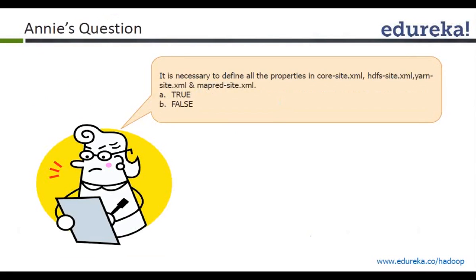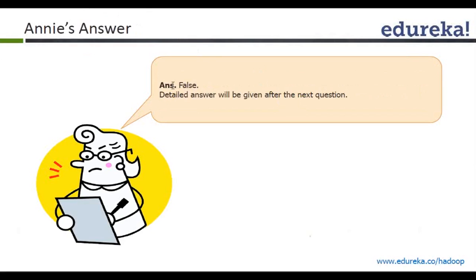Okay, cool. Now, the next question: is it necessary to define all the properties? No, not at all. It is not necessary because you will only have to override the properties that are needed. You saw that there was a huge list of properties. Did we overwrite all of them in our XML files? No. Okay, the answer is false. The detailed answer will be given after the next question, but then you know what it is. In core-site, I showed you that link.